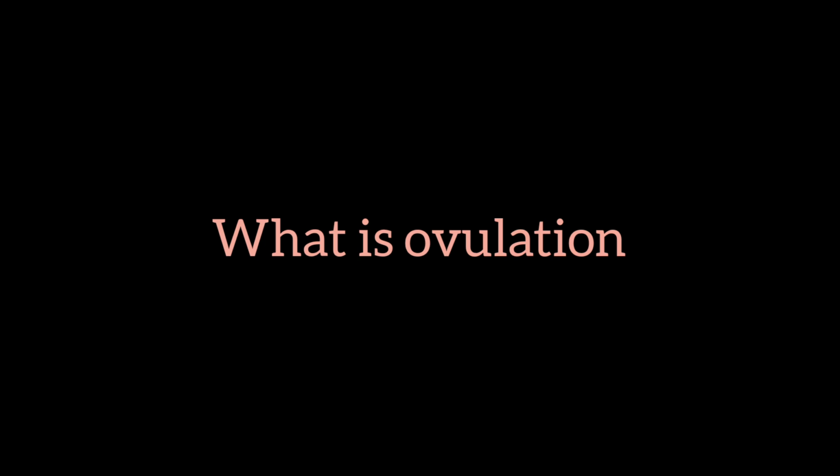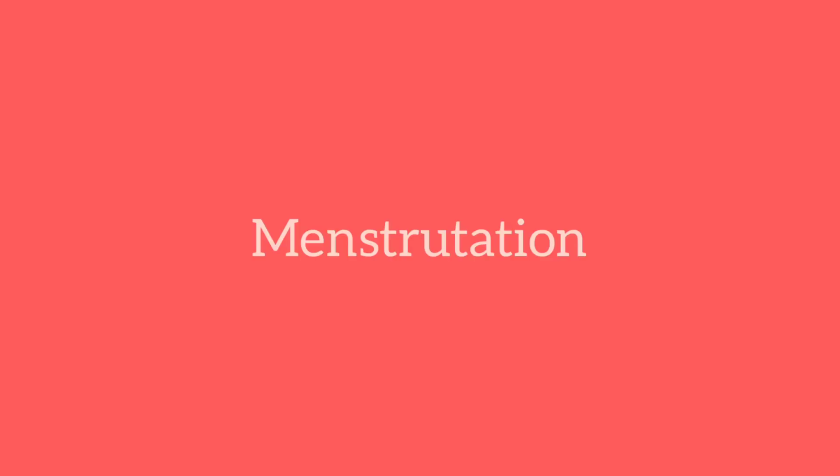Ovulation is when a mature egg is released from the ovary and pushed down the fallopian tube and is made available to be fertilized every month, and an egg will mature within one of the ovaries. Next, what is menstruation? Menstruation, also known as period or monthly, is a regular discharge of blood and mucosal tissue from the inner lining of the uterus through the vagina.